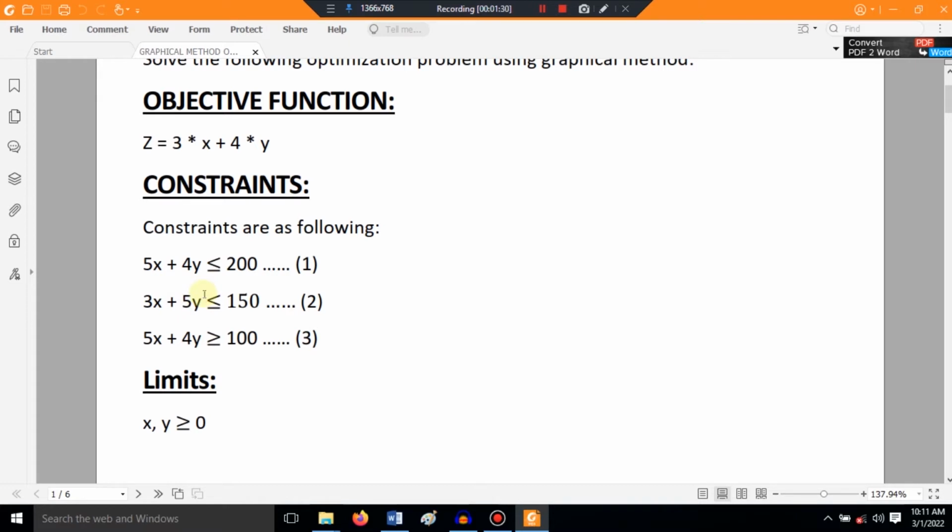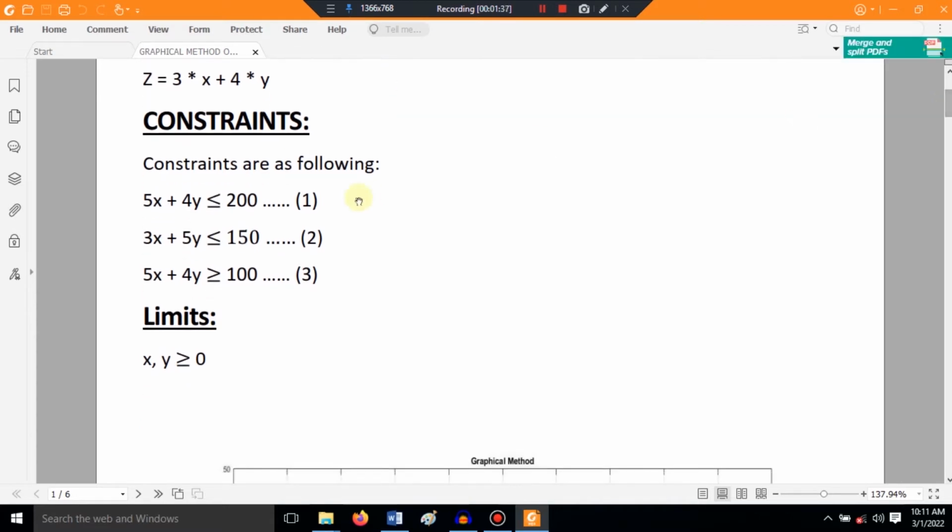I've already told you what linear equations are in my previous lecture, so please watch those lectures if you don't know what linear equations are. Now the limits state that the values of x and y should be greater than or equal to 0. Which means we will be working in the first quadrant. All the values of x and y will be positive.